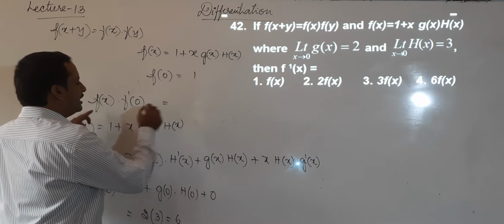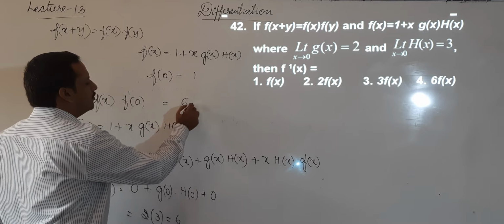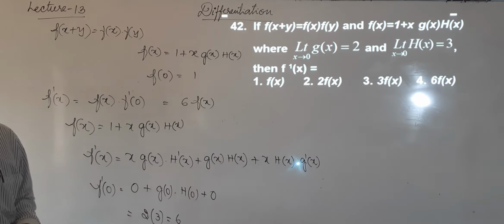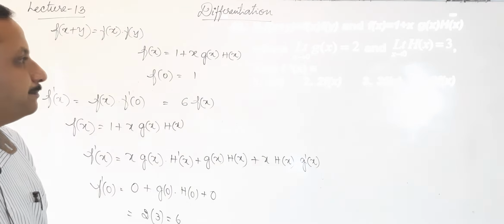So, the answer will be f of x into f dash of 0, which means 6 into f of x. So, 6 f of x, that is the fourth option.